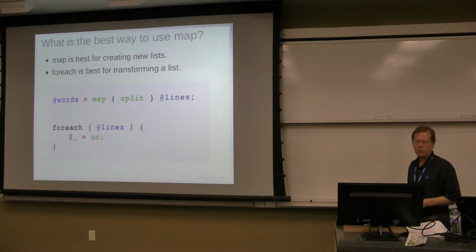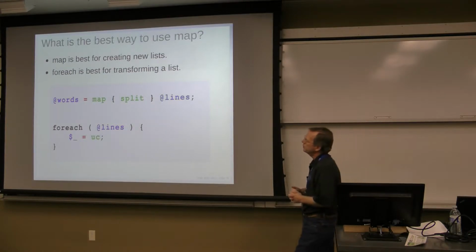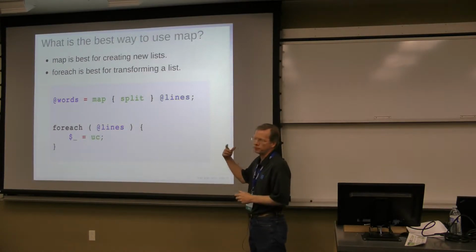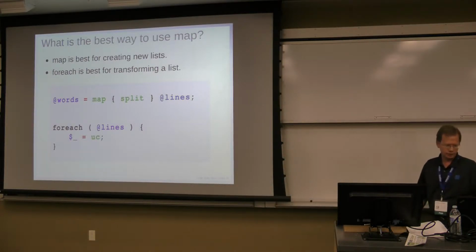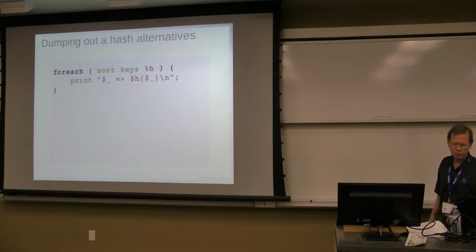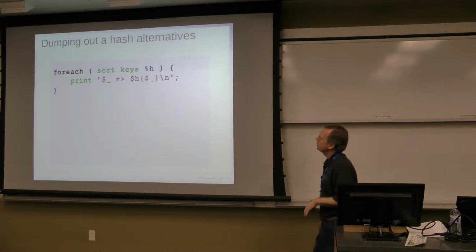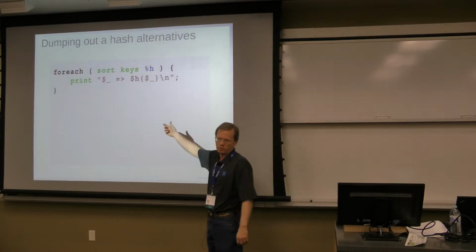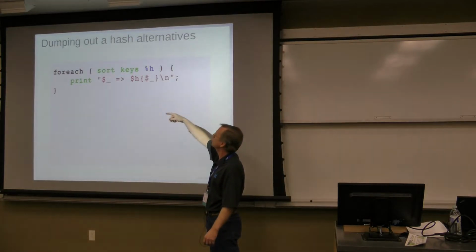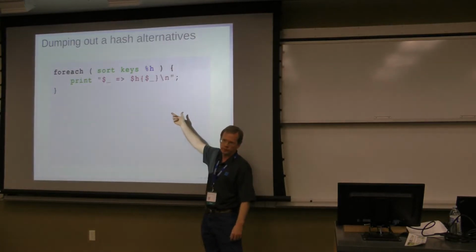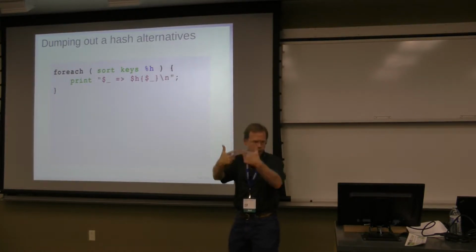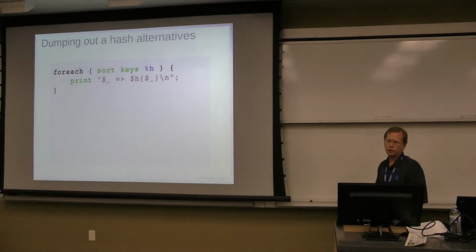One of the things that we might want to do with a loop that could be done with a map or ForEach is dumping out the contents of a hash. So just for an example to show how that might look, this is probably something you've seen before. So we'd say ForEach, sort keys, name of the hash, and then it's going to dump out the key and its associated value with the hash. So that way you get a nice pretty output. We can also do that with a map.